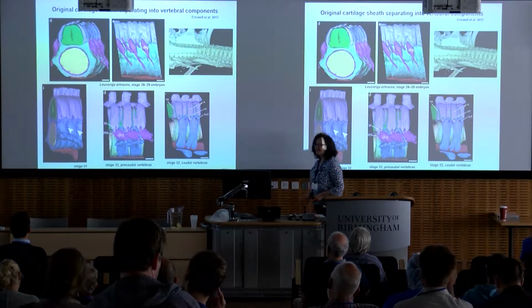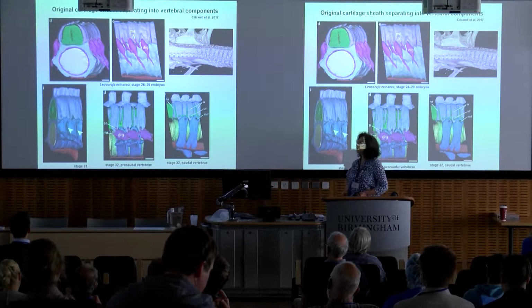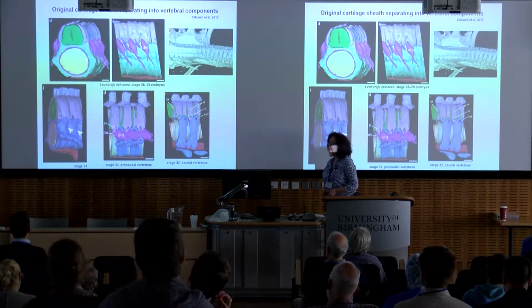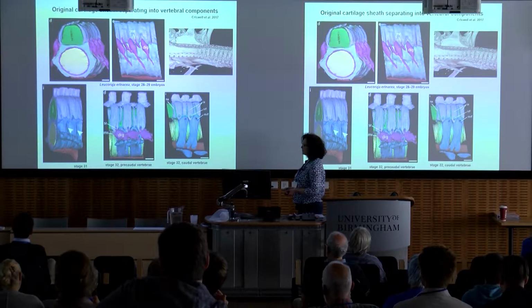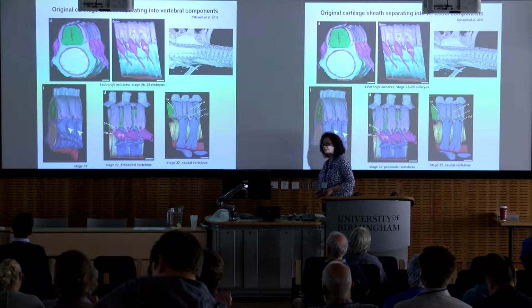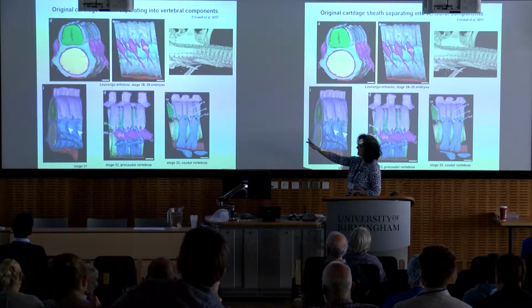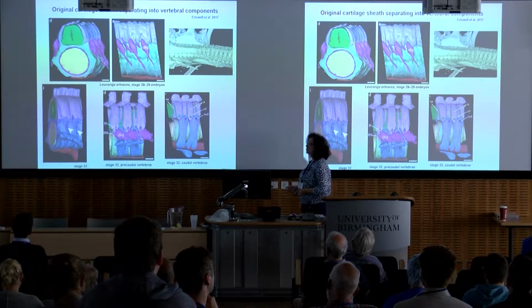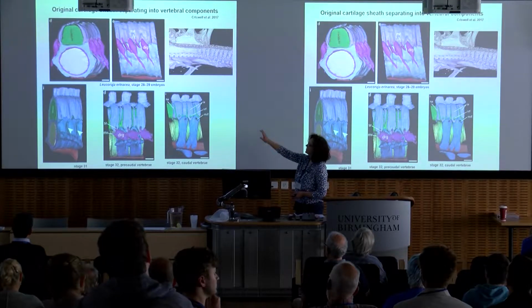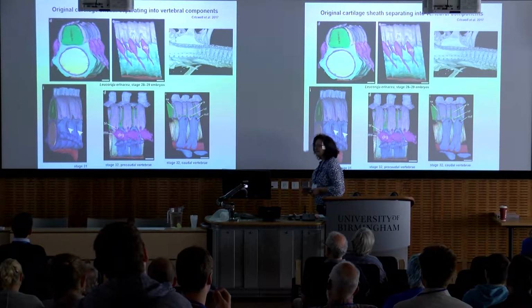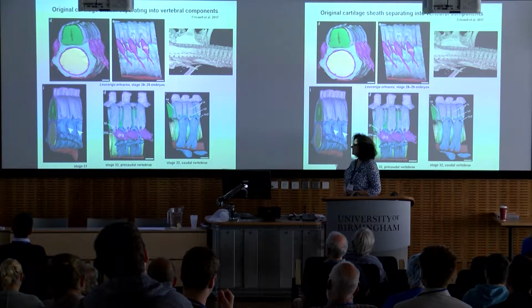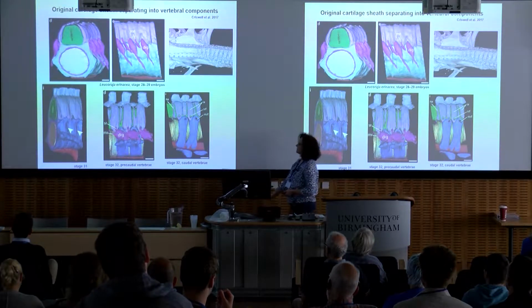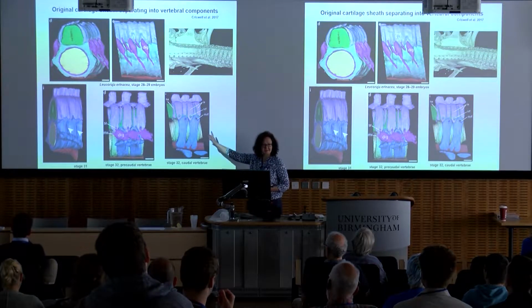There was a very interesting idea presented this year by Kate Criswell and her colleagues. They were looking at embryos of the little skate, Leucoraja. What they found in the upper two images is that initially you get cartilage sheaths developing, shown in the purple and the blue. And it's the breakdown of this cartilage sheath that results in the formation of the individual vertebral elements.